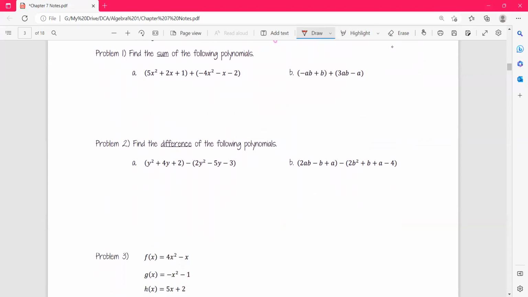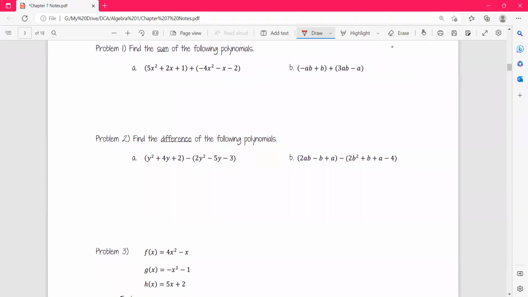Okay, so let's check some of these out. Find the sum of the polynomials, so we're adding. Guys, all this comes down to is combining like terms. When we add, we really can write this right away without parentheses. So I can say 5x squared plus 2x plus 1 minus 4x squared. I don't need to have two signs there. Minus x minus 2. Nothing changed. I literally just rewrote this without the parentheses, okay?